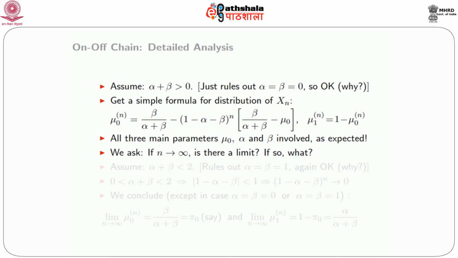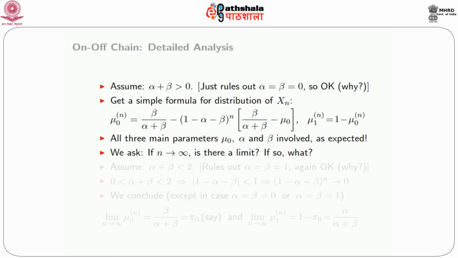So we ask, what if n goes to infinity? Is there a limit? If so, what is the limit? Now for that, you see that n is involved in one place only in the expression for mu0n, namely as a power of 1 minus alpha minus beta. So you're basically asking what happens to the nth power of 1 minus alpha minus beta as n goes to infinity. Of course, you know from calculus that in order to know that this has a limit, you need to have some condition on 1 minus alpha minus beta.